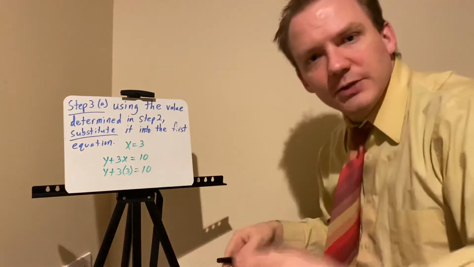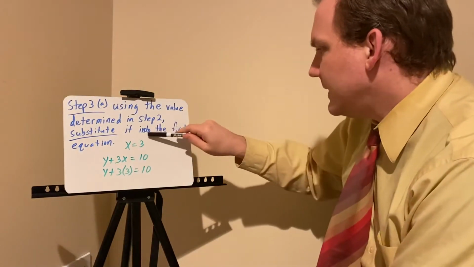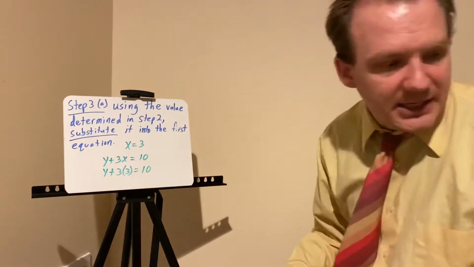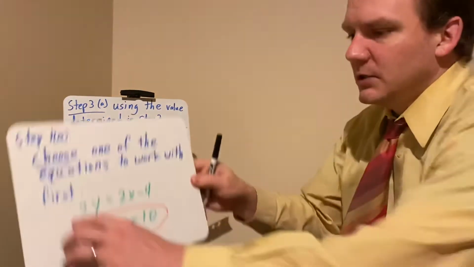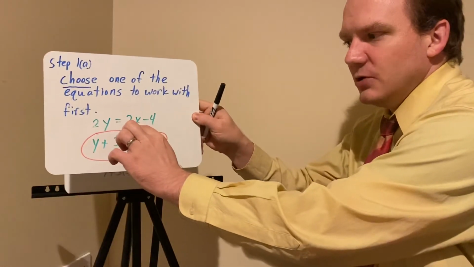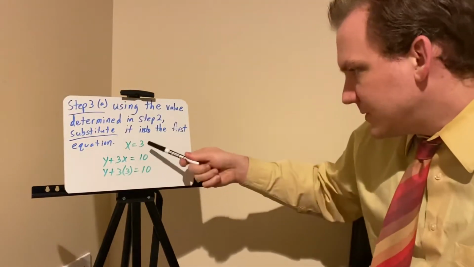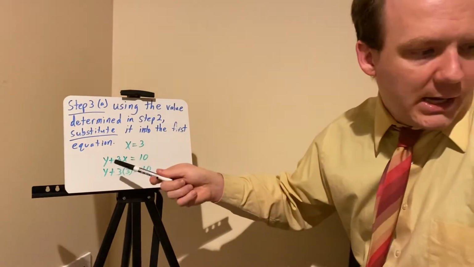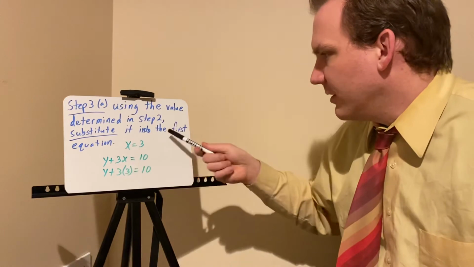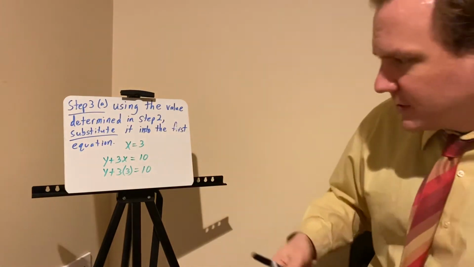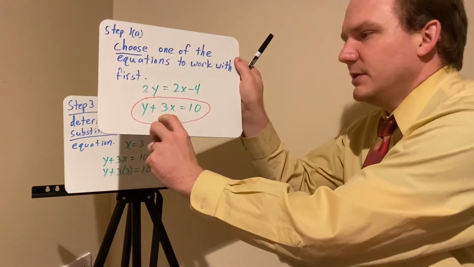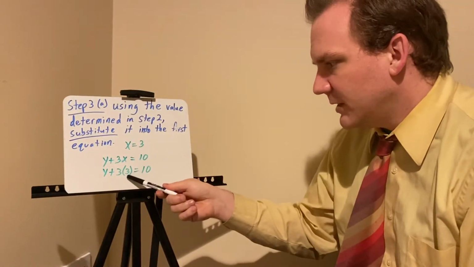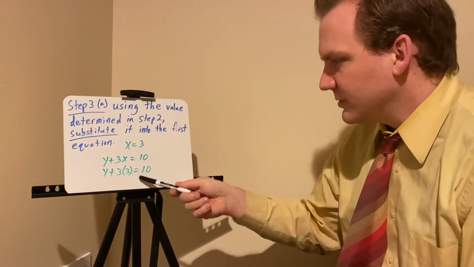Substitute. So we're going to substitute a second time, into the first equation. So I go back to the very first equation that I didn't choose, 2y equals 2x minus 4, and I substitute x equals 3 in. Never mind, I'm substituting into the one I circled, the first equation, the one I used first: y plus 3x equals 10, so I put a 3 in there. y plus 3 times 3 equals 10.